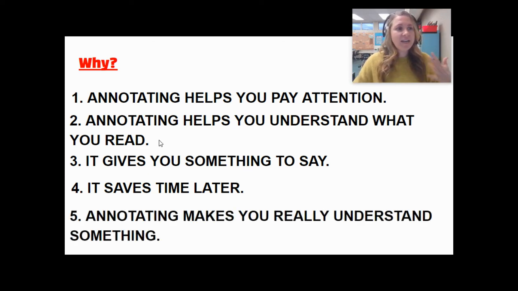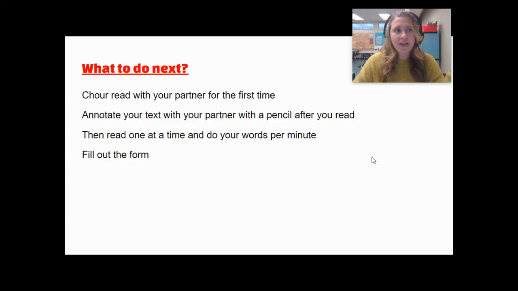The other thing is that annotating really helps us understand something. It encourages us to make connections with the passages that we're reading and to ultimately understand and comprehend it, right? That's the goal of us reading, is to understand and comprehend anything that we're reading.